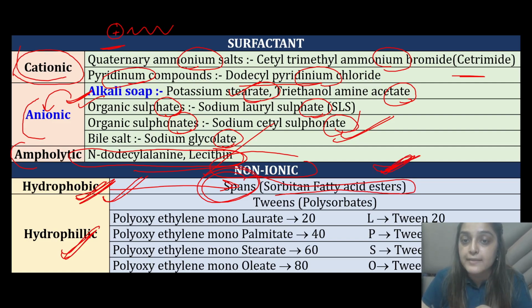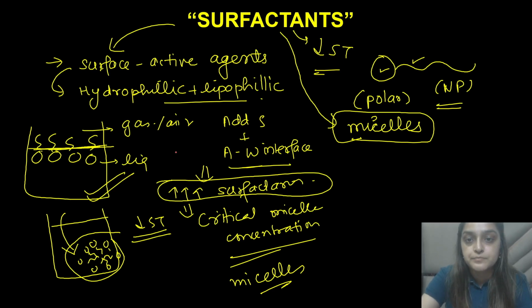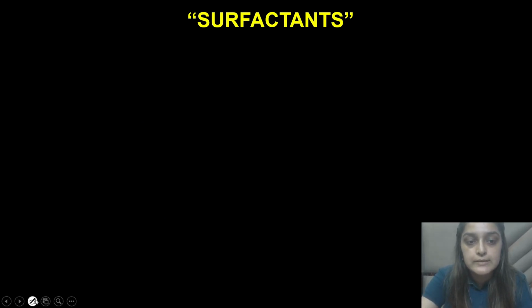Which are these SPANs? Okay. Polysorbates means tweens. So tweens are polysorbates, hydrophilic. SPANs are sorbitan fatty acid esters in the class of hydrophobics. Now tweens and SPANs have their own grades also, like Tween 20, Tween 40, Tween 60, Tween 80. One very simple way to remember these is, I'll write it here, LPSO.